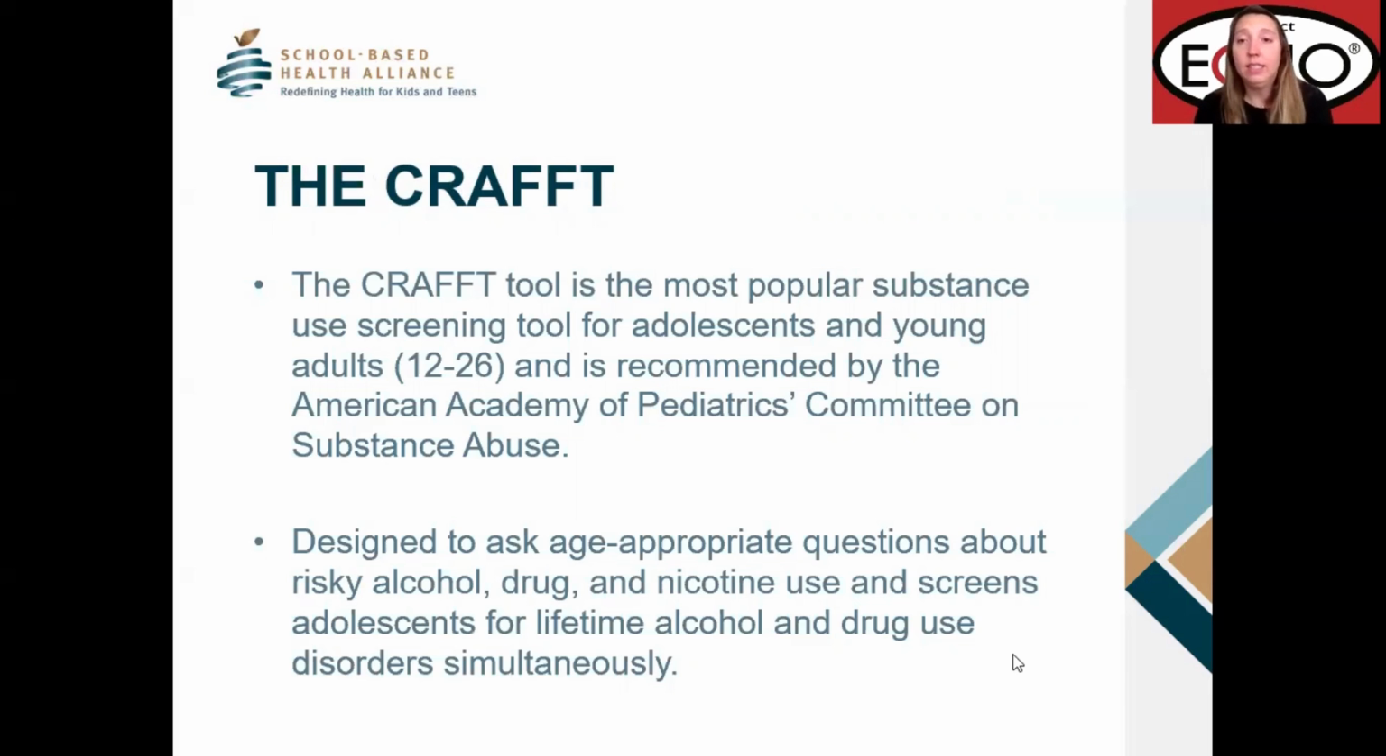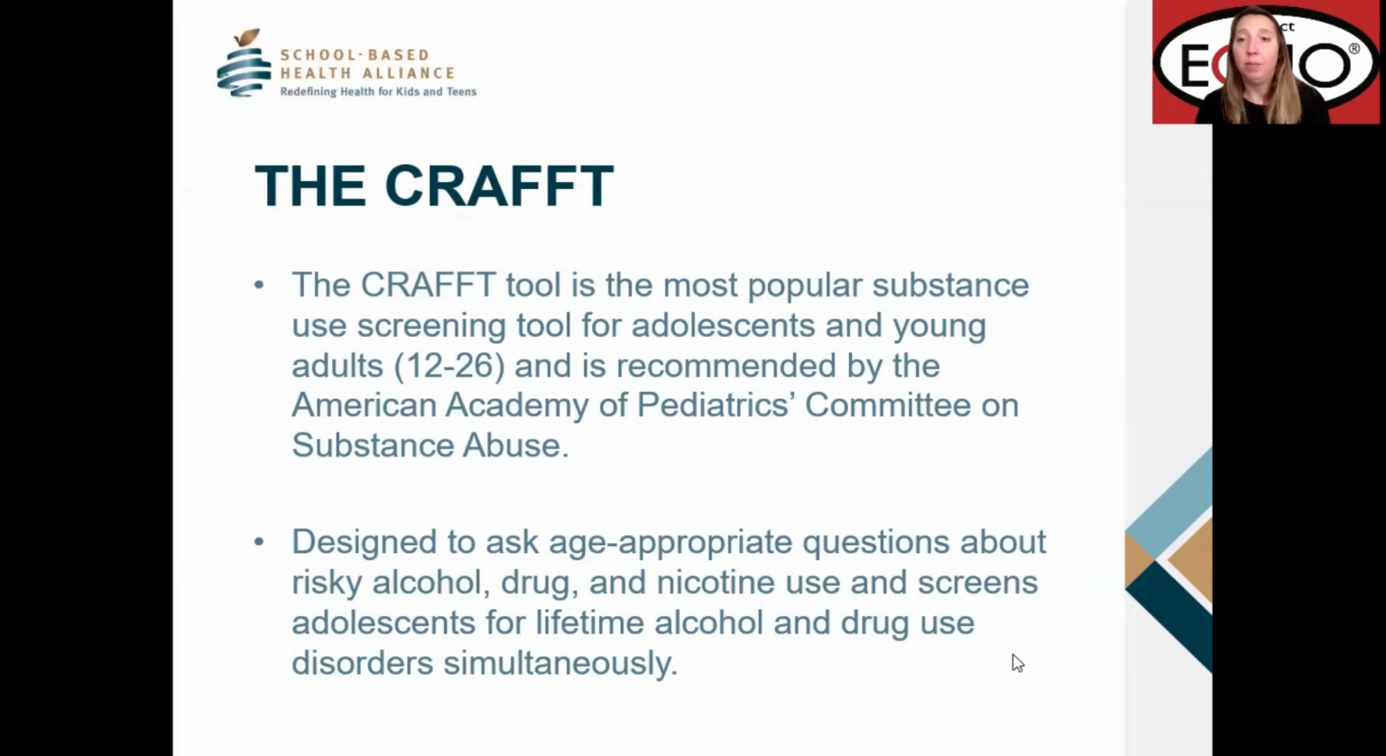The CRAFFT is designed to ask age-appropriate questions about risky alcohol, drug, and nicotine use, and screen adolescents for lifetime alcohol and drug use disorders simultaneously. It's brief so that it can be easily integrated into routine care.